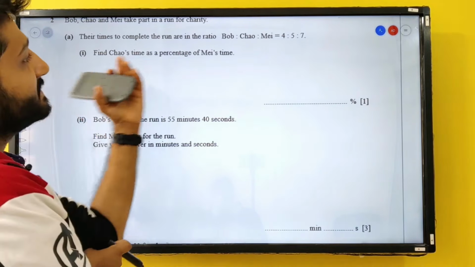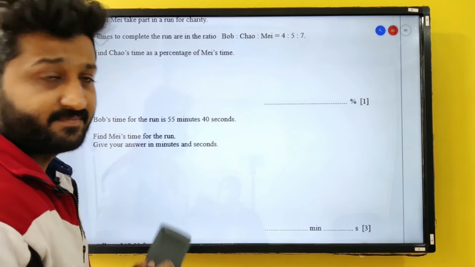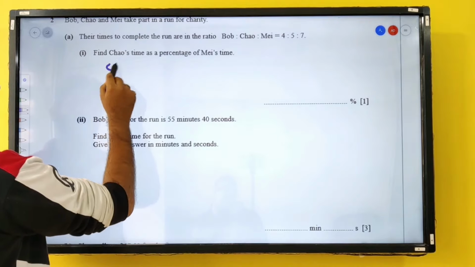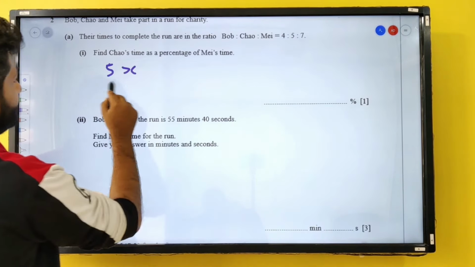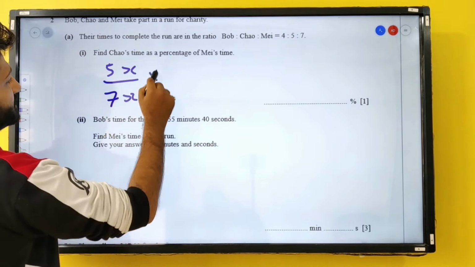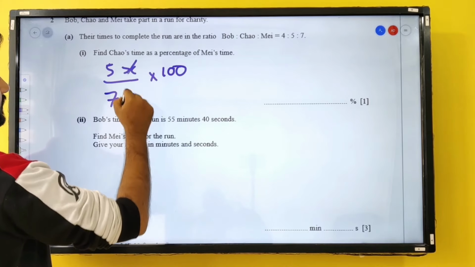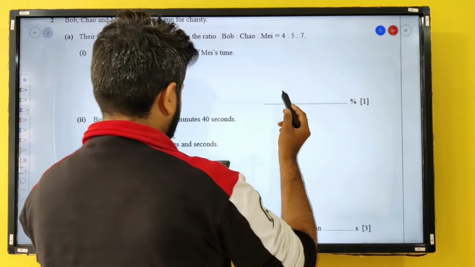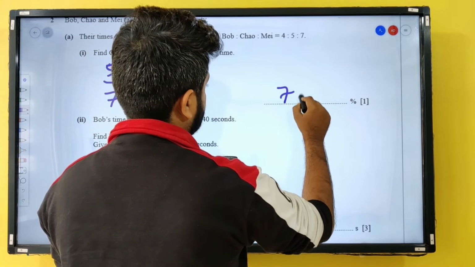Let's say the time taken by them is x, right? So Chow takes 5x and Mai takes 7x. We are supposed to write it as a percentage, so we multiply by 100. So 500 divided by 7, which is 71.4%.